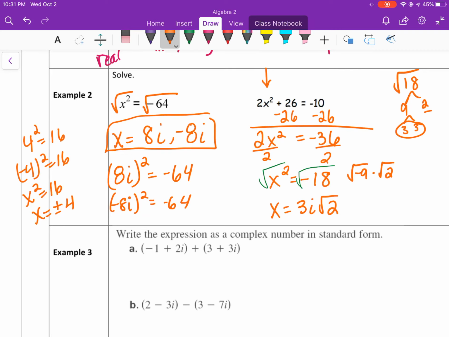And then you also get the negative answer. So it's actually plus and minus 3i, or 3i square root of 2 and negative 3i square root of 2. So both answers there.